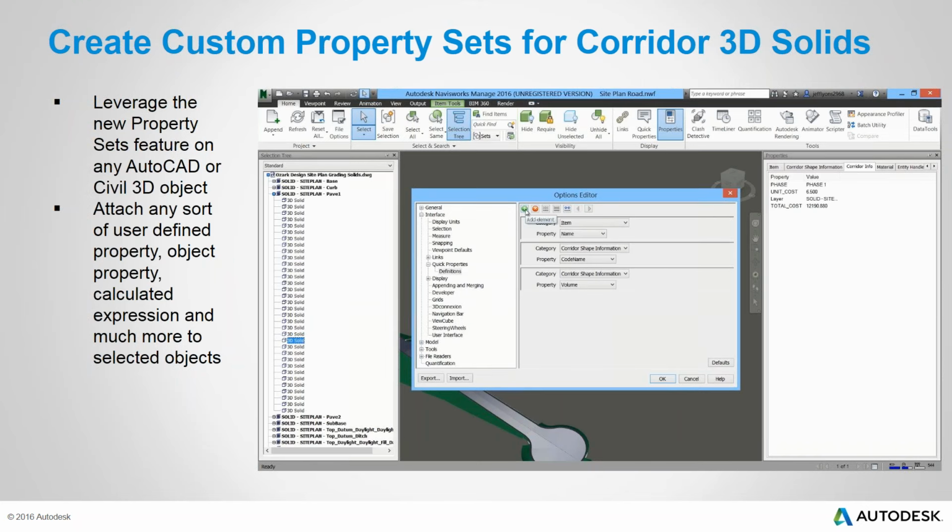So if we want to now add some of the corridor info to the Quick Properties tool, we can add a new category called Corridor Info and add the unit cost and total costs for the shape. So Navisworks is a great way to see all of the property sets data when you're doing visual inspections and analysis.